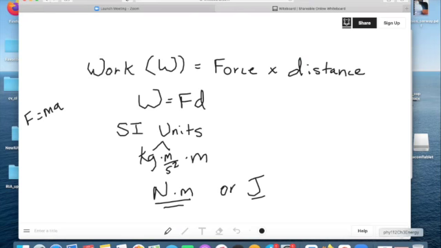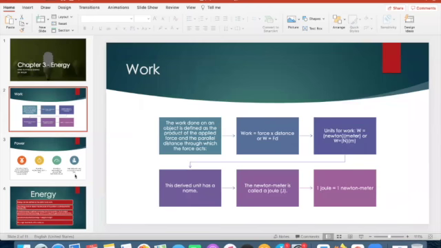But please make sure when you are doing any sort of word problem where you're dealing with a lot of math, don't just put the scalar numerical value. Make sure you're putting those SI units because you can lose out on points that way.